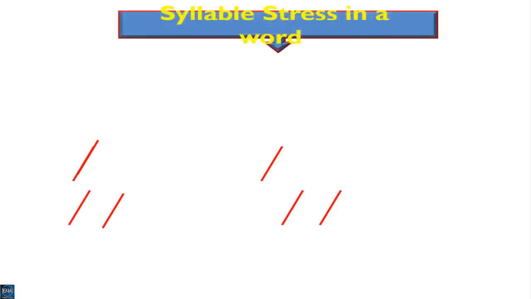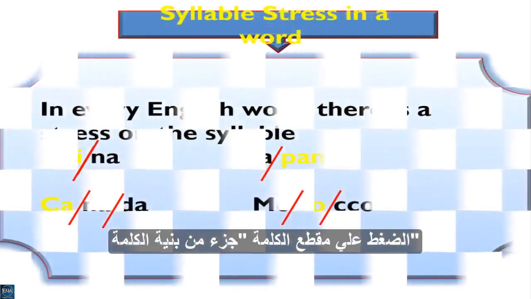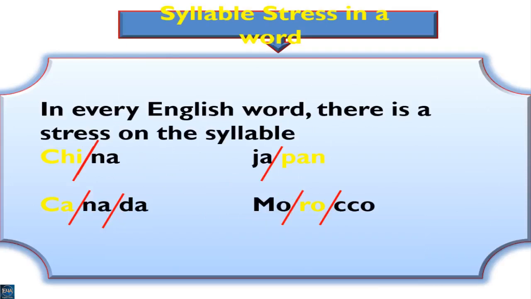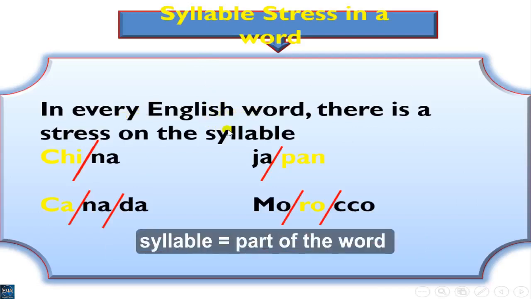Syllable stress in a word. If I have a word like China, Japan, Canada, Morocco, you will find stress. For any word which has two syllables, I should have a stress on one part. In every English word, there is a stress in the syllable.